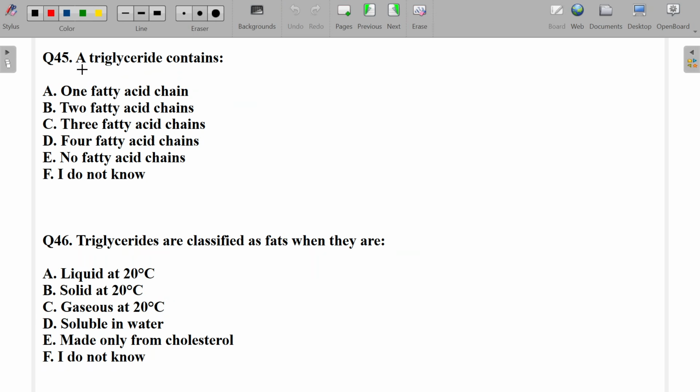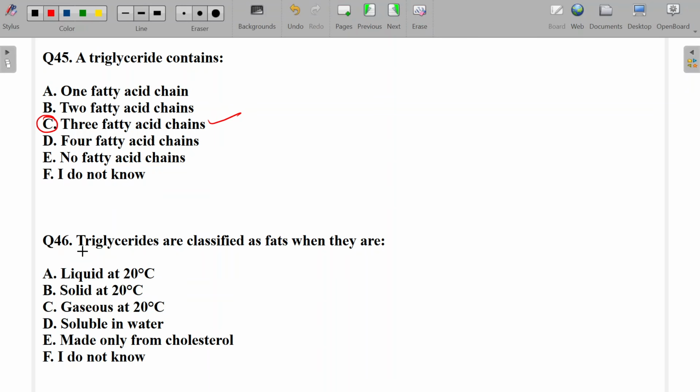Question 45. A triglyceride contains A, 1 fatty acid chain, B, 2 fatty acid chains, C, 3 fatty acid chains, D, 4 fatty acid chains, E, no fatty acid chains. F, I do not know. 3 fatty acid chains. Yes, 3 fatty acid chains.